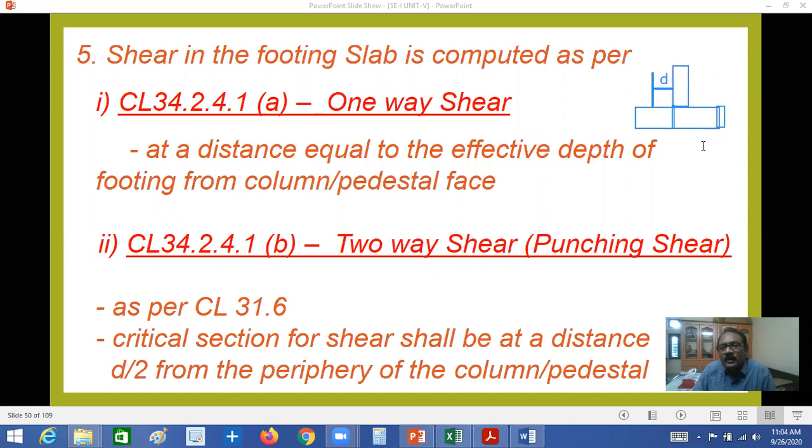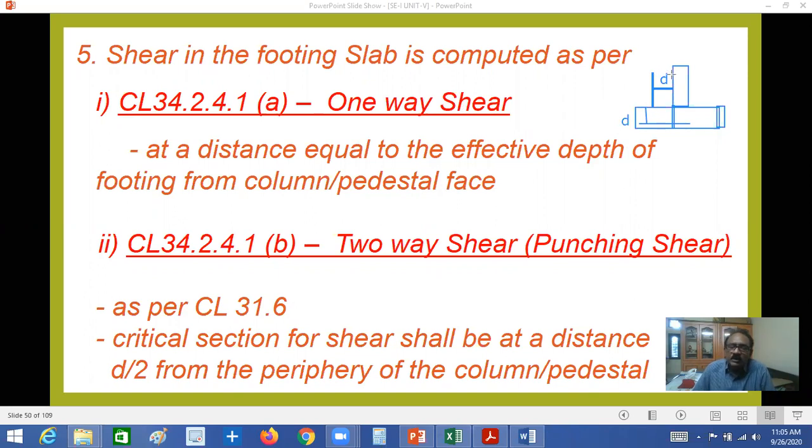This is d, right? Now, what is the effective depth here? This is the effective depth. What is effective depth? From the top to the center of your reinforcement, as explained in beams. This top to the center of this reinforcement is the effective depth. So here, one-way shear is critical where the distance from the face is d, that is, the effective depth.